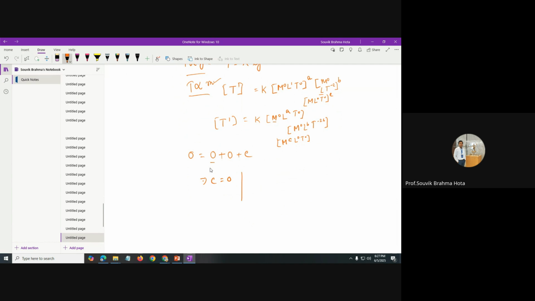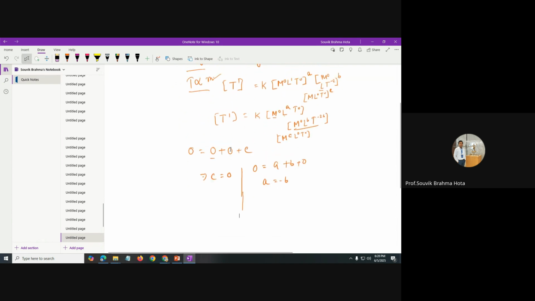Next, if you consider length, left hand side 0, right hand side L raised to the power A. So A, because with the power we are doing, L actually having, so with this thing we have B plus 0. So A is equal to minus B. This is another relation.